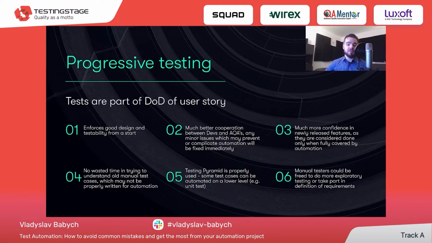The second point is much better cooperation between developers and automation QAs. And any minor issues that may have prevented you from automating something will be fixed immediately, because anything you report will be reported under the story which is under active development, and pretty much no one has to do any context switching, and it's part of the sprint work, so there's a very big chance that any issues you encounter in automation will be fixed pretty much immediately.